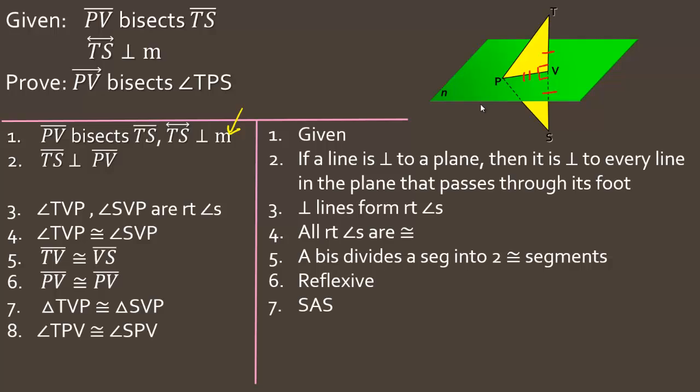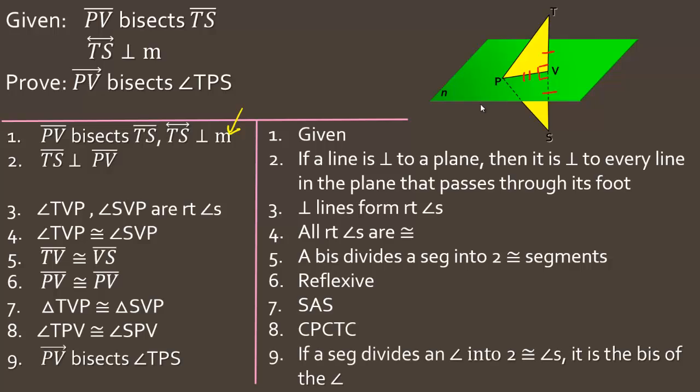And then we can say that angle TPV and angle SPV are congruent because of CPCTC, which then, by the definition of angle bisector, we could show that ray PV bisects angle TPS, because if a segment divides an angle into two congruent angles, it is the bisector of the angle.